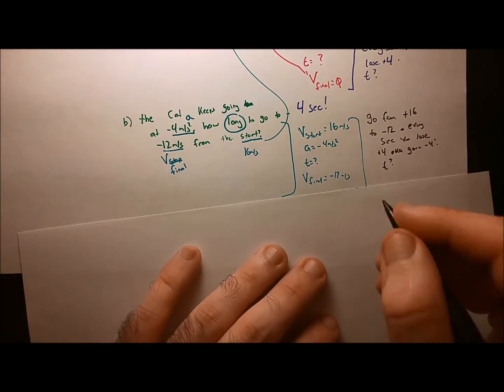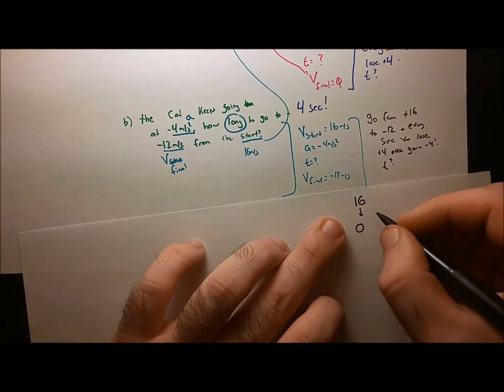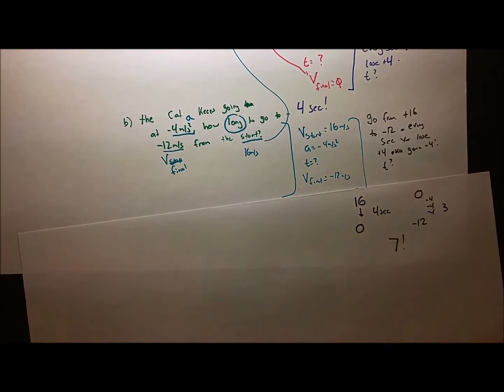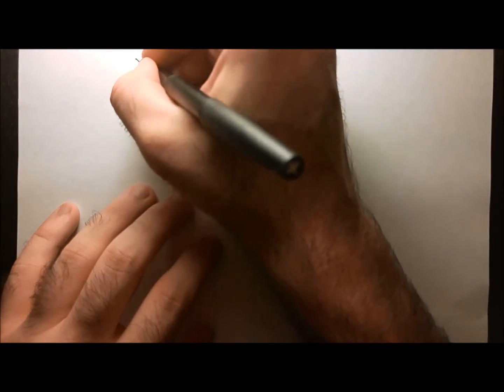Let me show you how I did this. First of all, I know going from 16 to 0 is 4 seconds. And now I'm going to go from 0 to -12. Again, I change by -4 every second, so it's going to be an extra 3 seconds, for a total of 7.